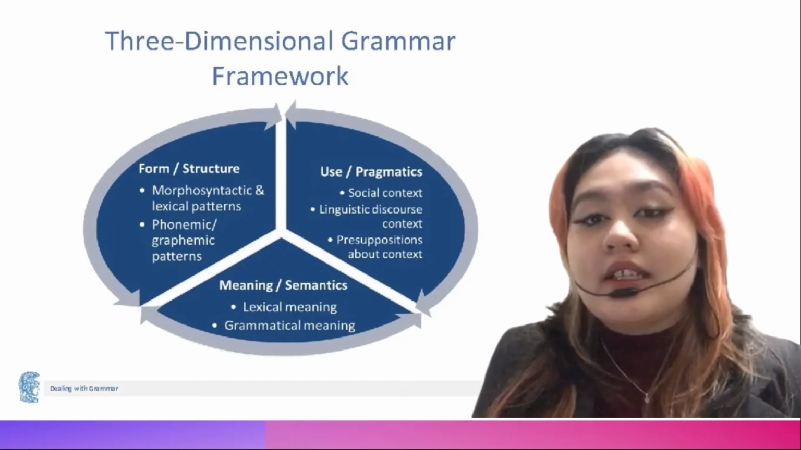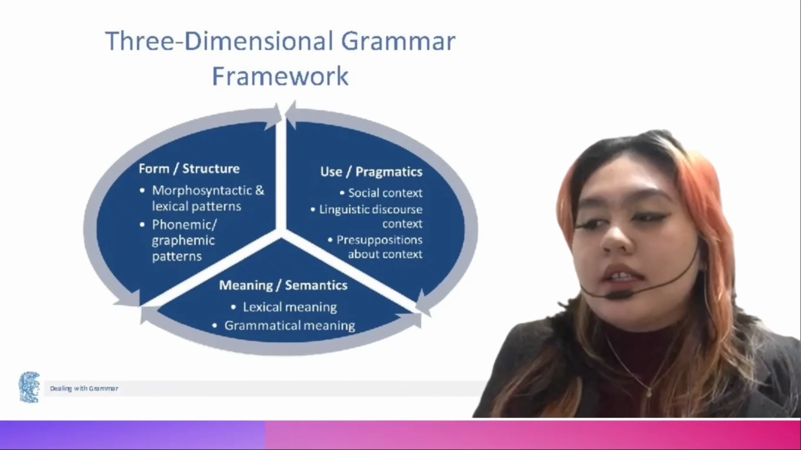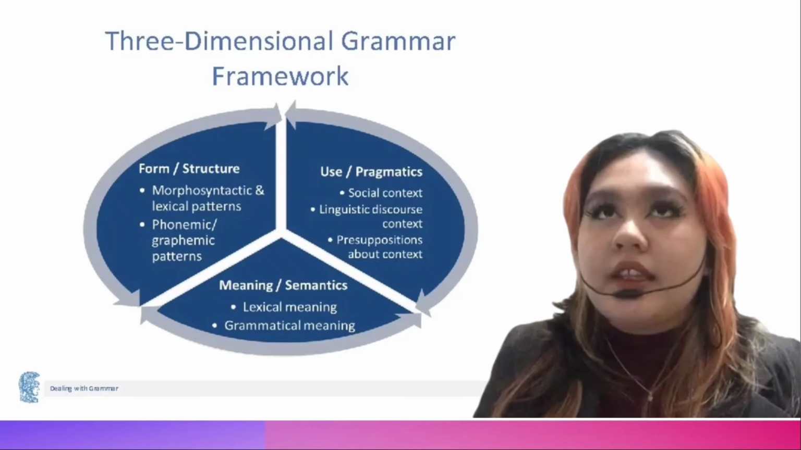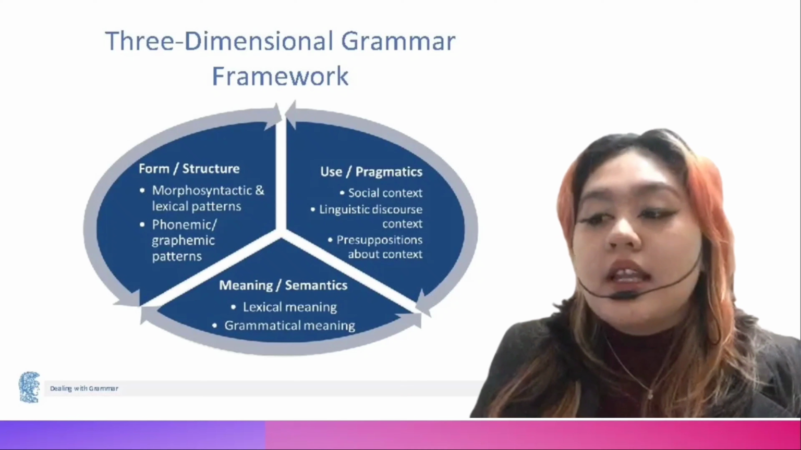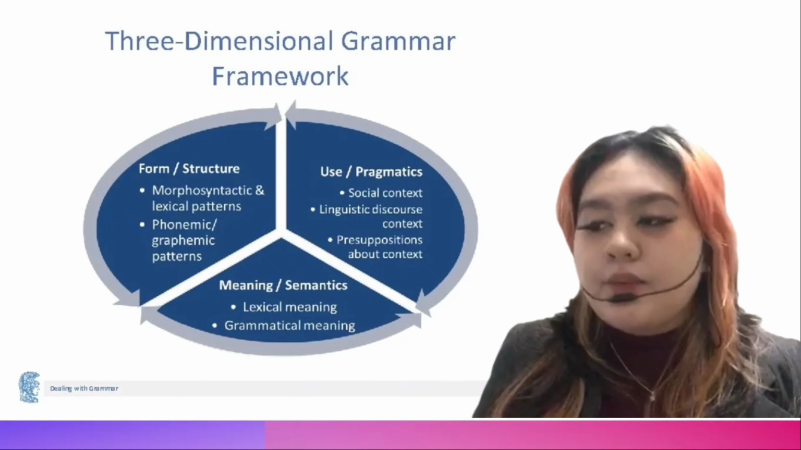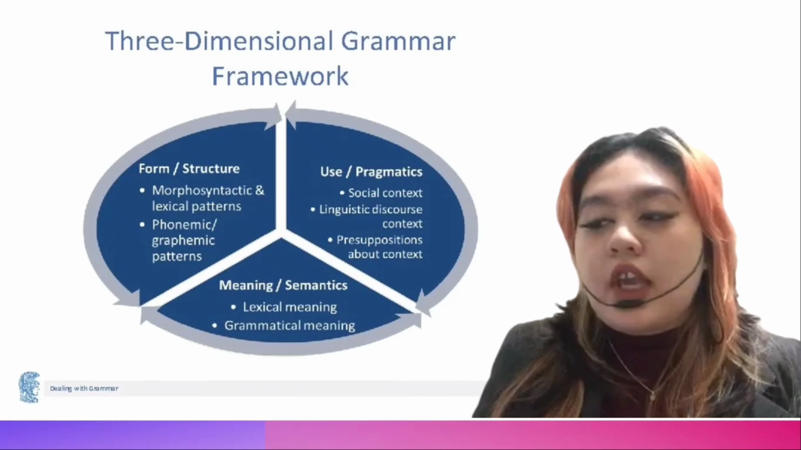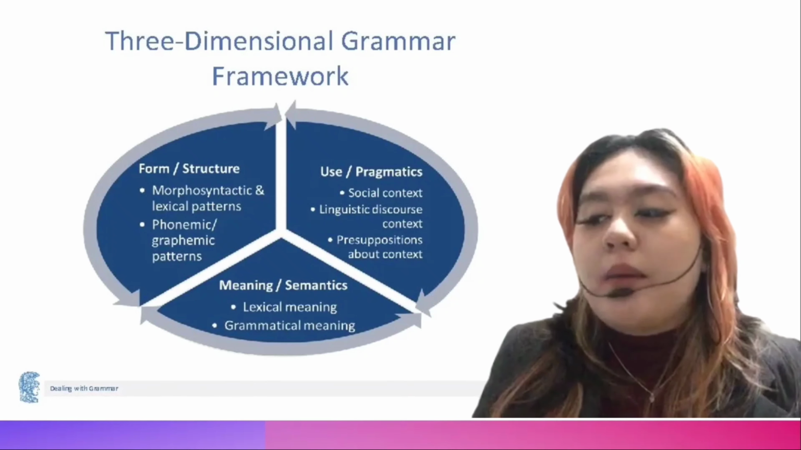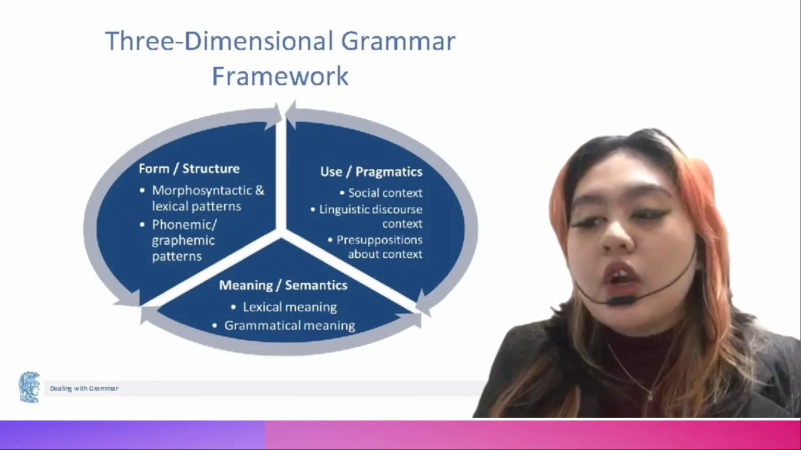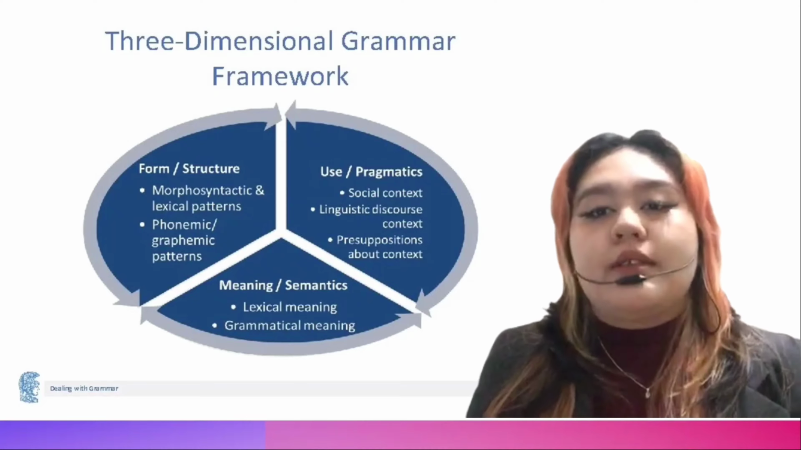order and grammatical signals. While use is pragmatics, because it involves the function of it in different contexts, such as social context, linguistic discourse context, and presumptions about context, in which a background belief or implicit assumption about the world connected to a speech whose reality is taken for granted in discourse.